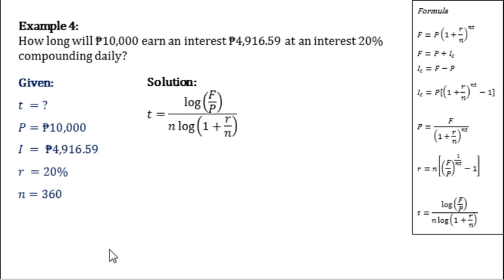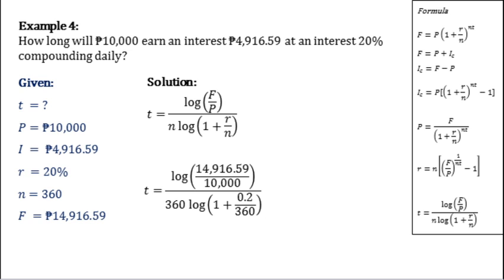So, the formula for T is equal to logarithm of F over P all over N times logarithm (1 plus R over N). So, dyan wala si F. Paano yon? So, to get F, so yan ay P plus I, so 10,000 plus 4,916.59. So, ang future value natin ay 14,916.59. So, pwede na natin siyang i-substitute dun sa ating formula, yung mga values.